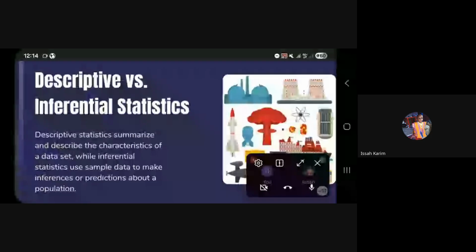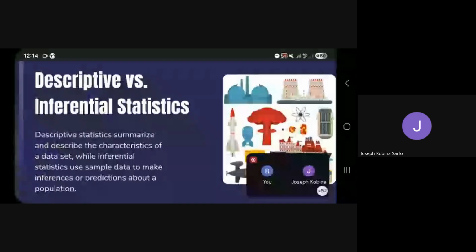Descriptive statistics. Has anybody come up with what that is? What is descriptive statistics? Let's pick one after the other. Yes, Joseph, go ahead.